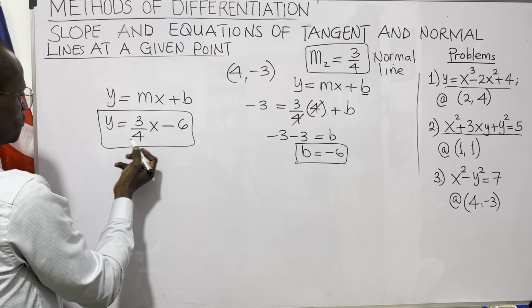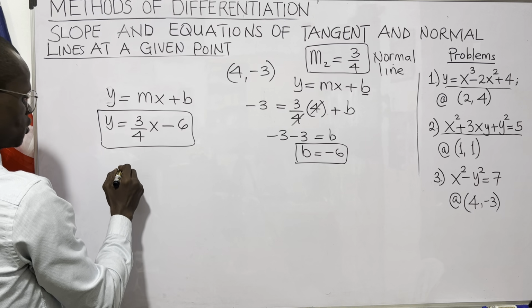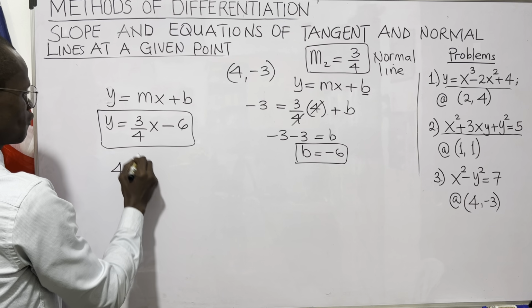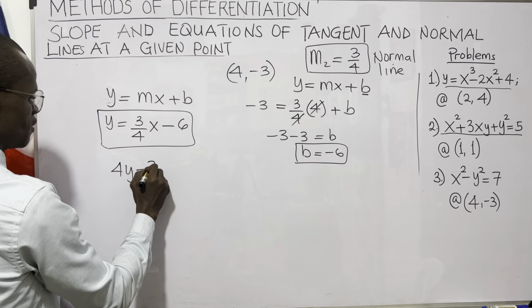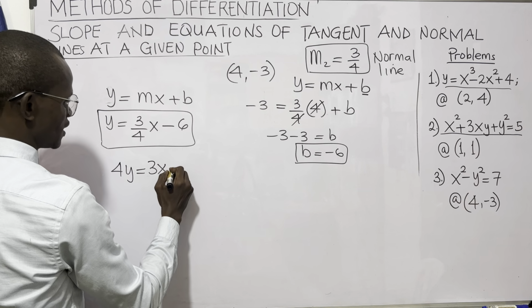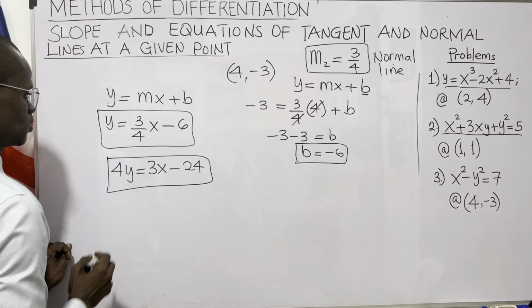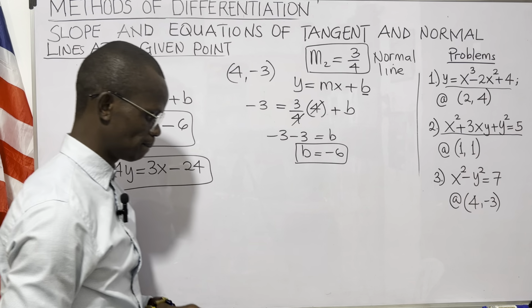Or we could say, since we want to get rid of this denominator, multiply all sides by 4. So it will be 4y. 4 times this, 4 and 4 cancel, you are left with 3x. 4 times this just gives you 24. So whatever way you want to go, it's up to you.